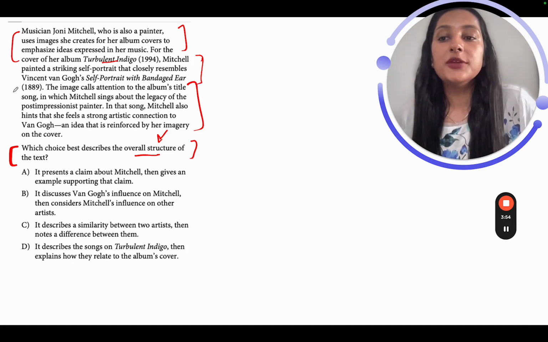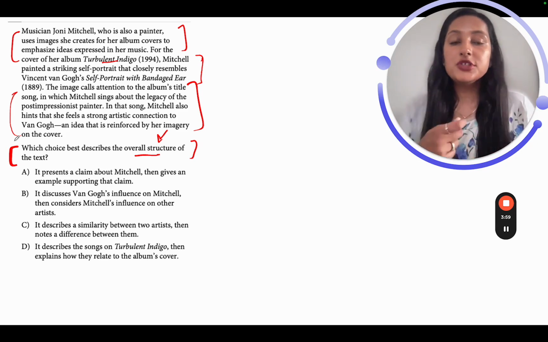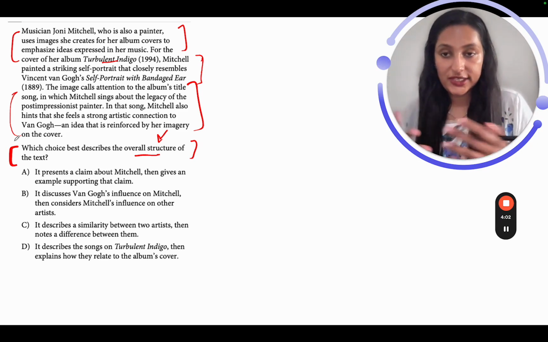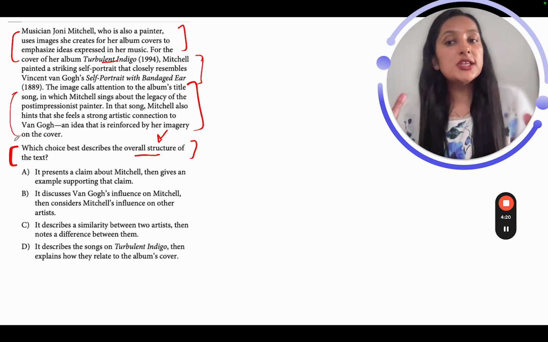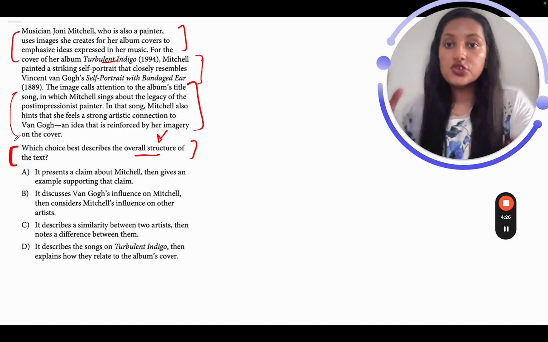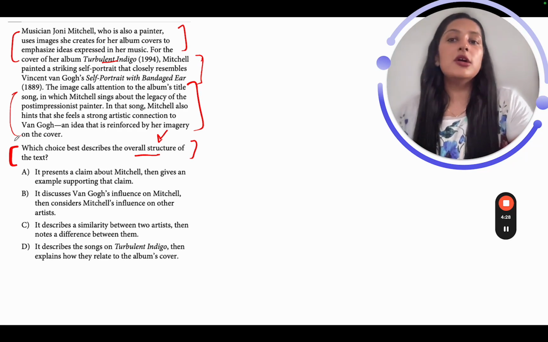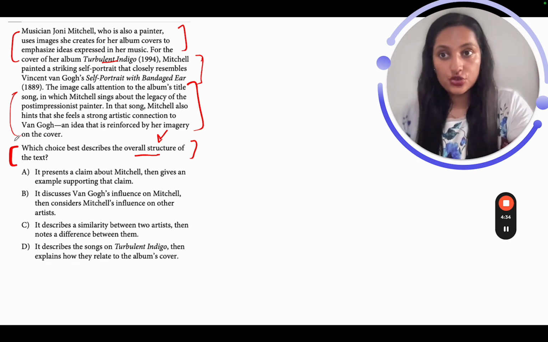So this is basically telling me how the album cover was related to the album's title song, right? How was it related? The album cover, in this case, expressed the feelings that she expressed in her music, or the title of the album. Right now, with this understanding, what do I really think about the structure? I think in the first sentence, the author told us what she does. She is a musician who's also a painter. She generally has her album cover, which expresses the ideas in her music. This is what the author already introduced to me in the first sentence.